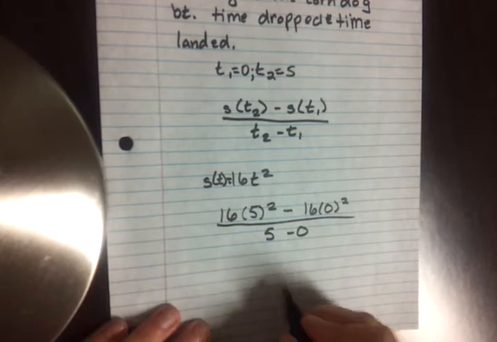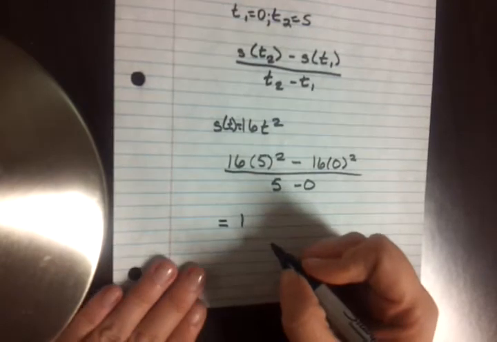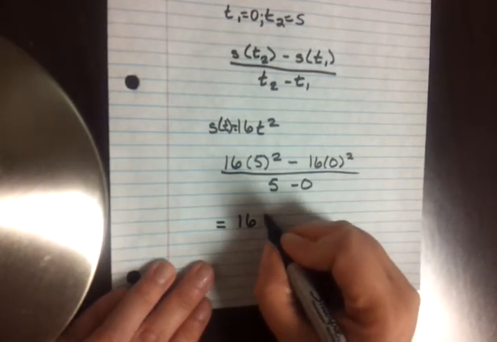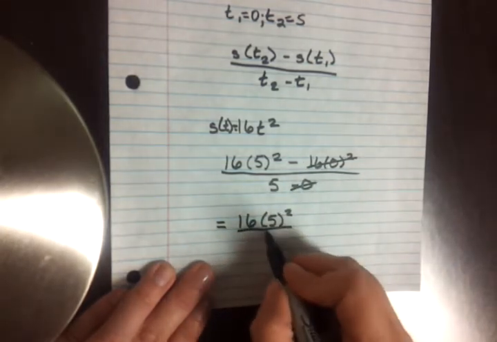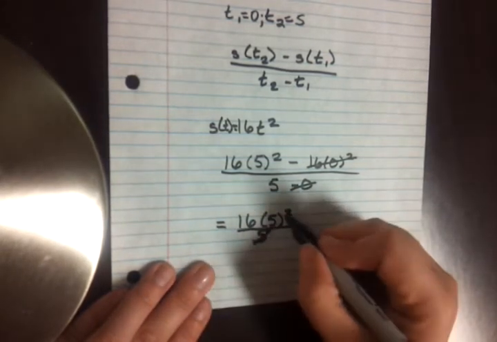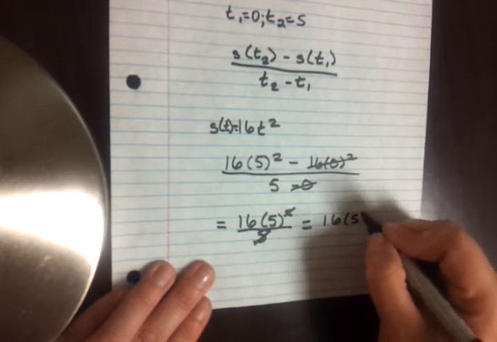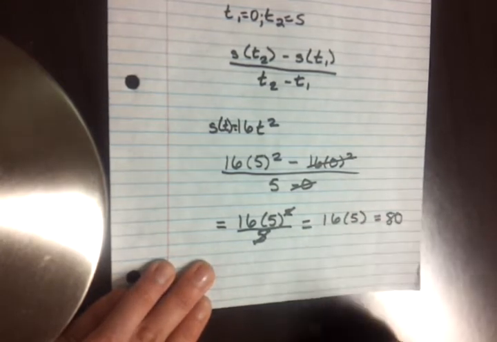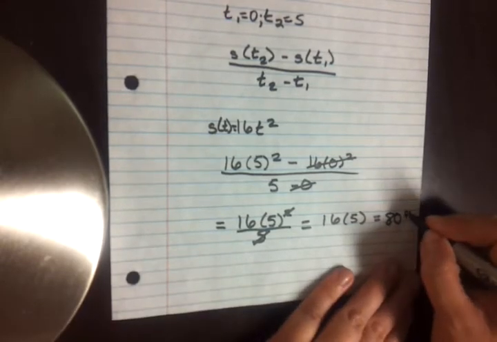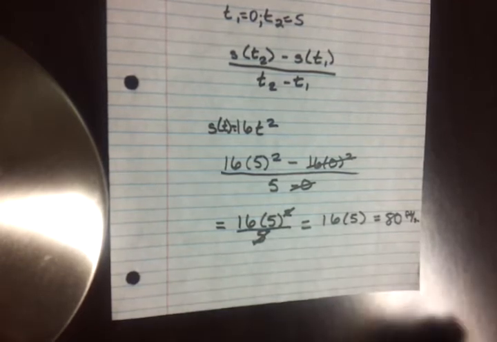And I think we could do a little simplification here. We've got 16 times 5 squared over 5. I can actually take that 5 and cancel out the exponent, and I wind up with 16 times 5, which just so happens to be equal to 80. And 80 feet per second is the average velocity that our falling screwdriver had between the time it was dropped and the time it landed.